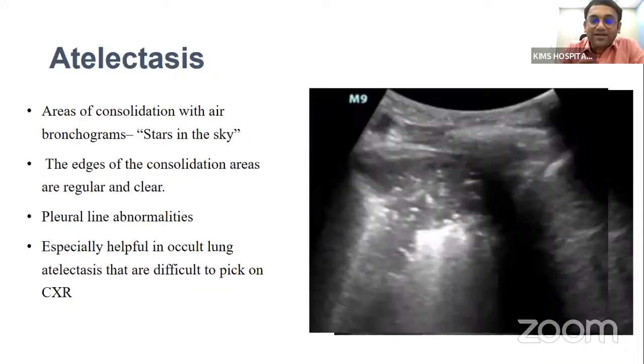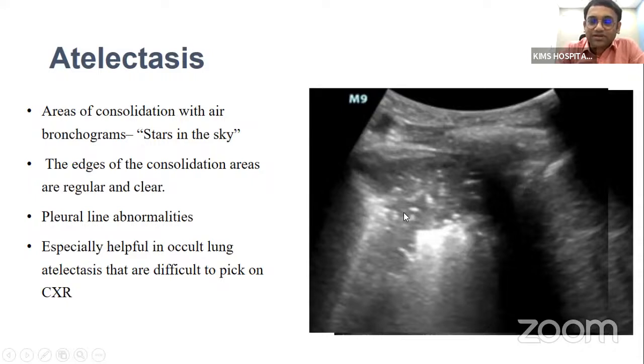Then we can have this kind of picture when there is an atelectasis of the lung, where you can have consolidation areas with small amounts of air, which appear as very white dots, like stars, in this area. So this is called atelectasis. Atelectasis shows areas of consolidation which contain small trapped air bronchograms, which appear as stars in the sky.